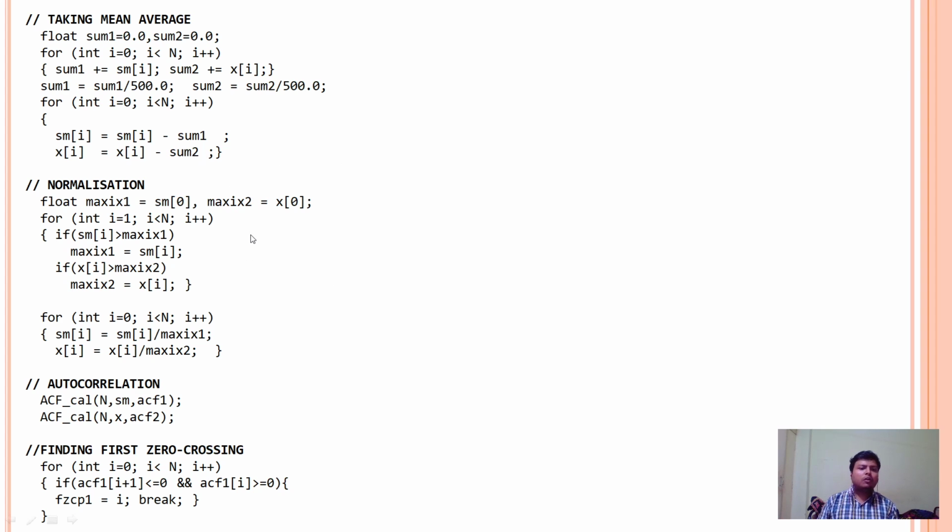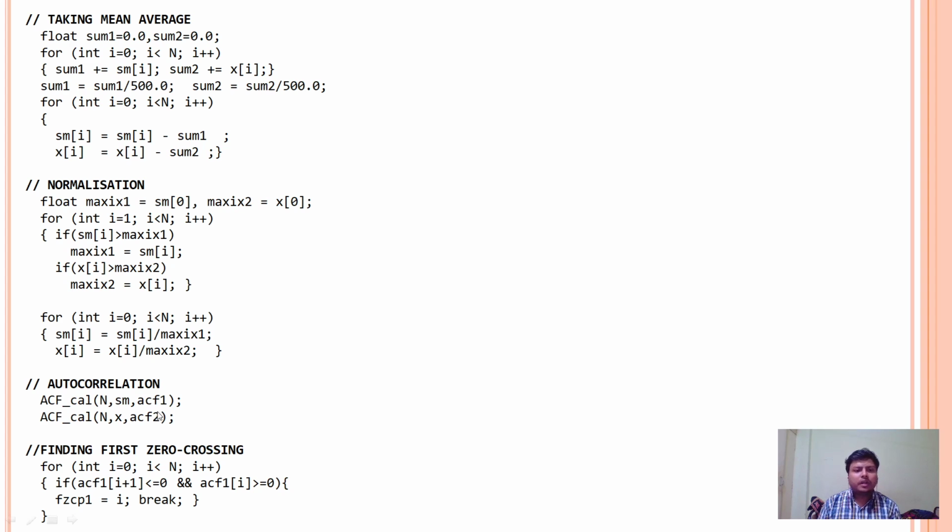Followed by this, we will do normalization before carrying out the autocorrelation, as it was discussed that we first need to standardize the signal. For the normalization, we will follow the same process. That is, we will find the maximum value of the array, followed by dividing each of the values by that maximum value, which would restrict the data between 1 and minus 1.